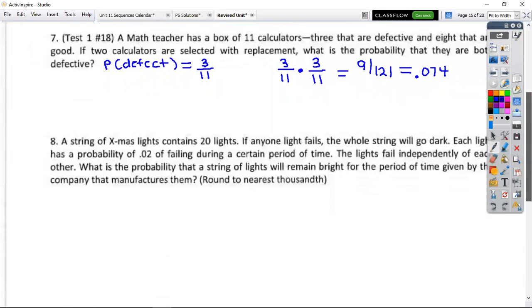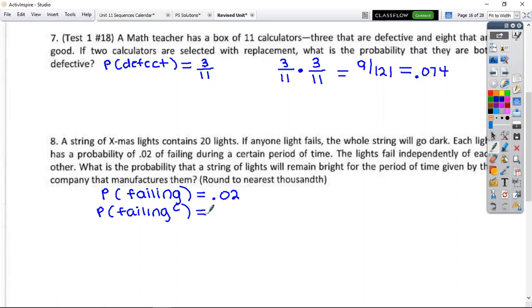And this next one works the same type of way. You have a string of Christmas lights with 20 lights. If one light fails, the whole string goes dark. Each light has a 0.02 chance of failing. So probability of failing is 0.02. Therefore, the probability of not failing would be 0.98.